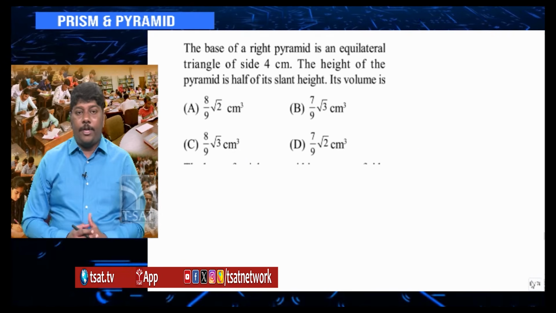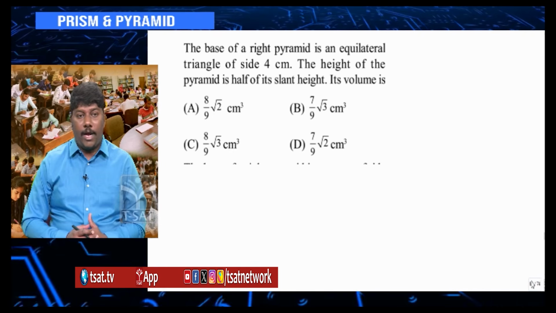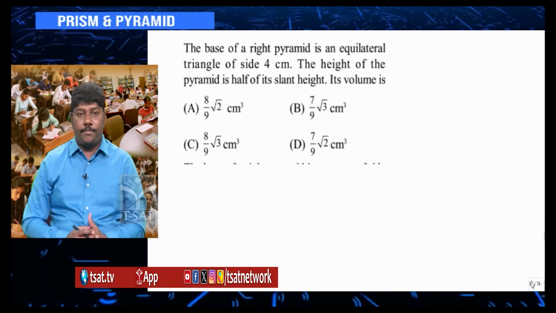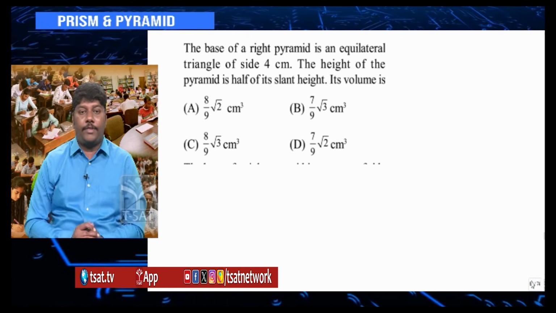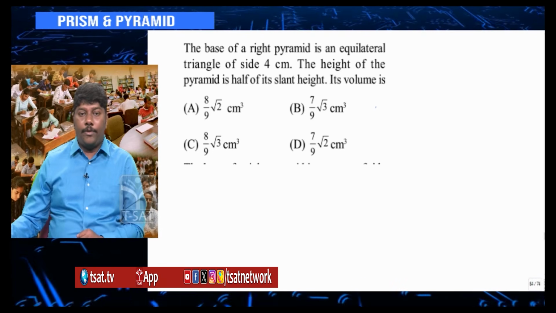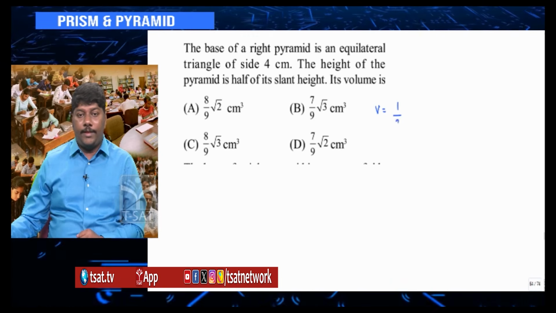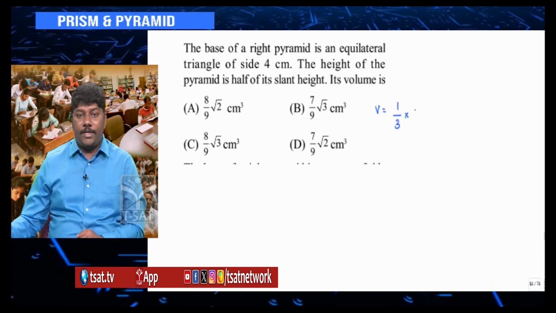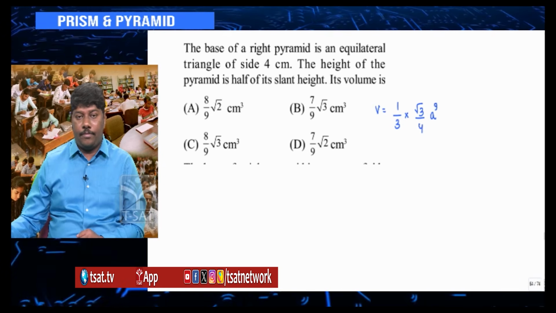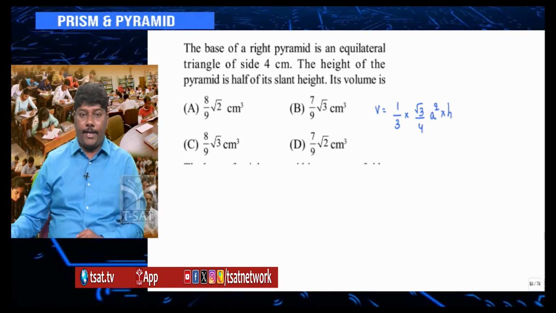The base of a right pyramid is an equilateral triangle of side 4. The height of the pyramid is half of the slant height. So, what is its volume? In order to find the volume, volume is 1/3 of base area into height. Base area is √3/4 side square. He says the height is half of the slant height.